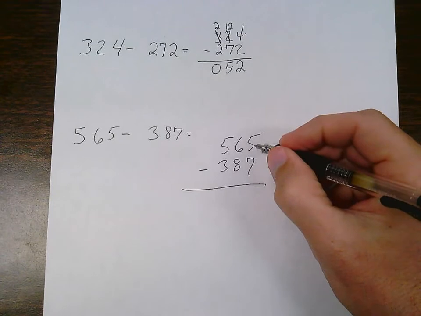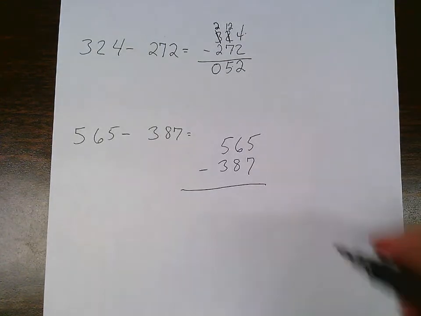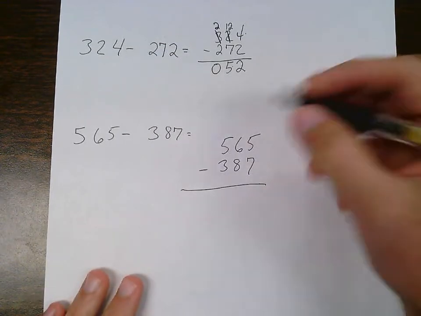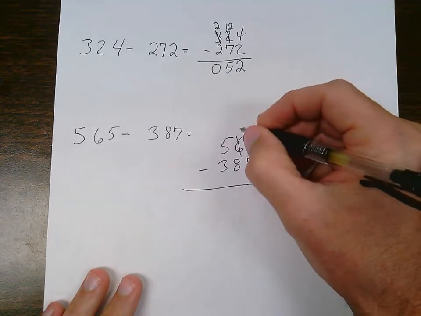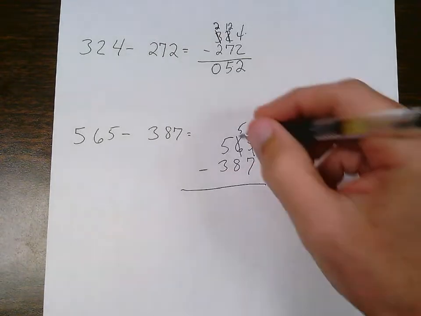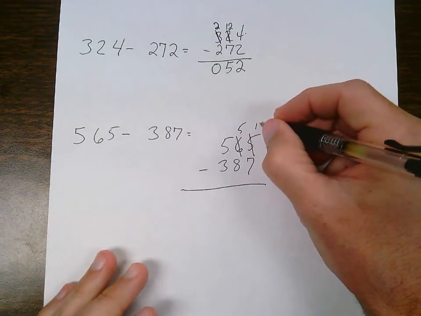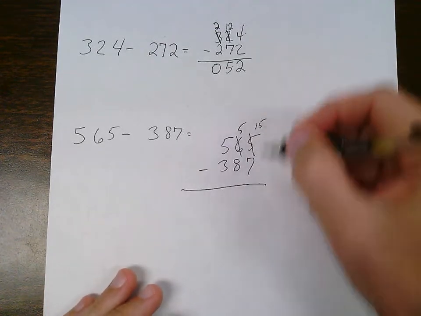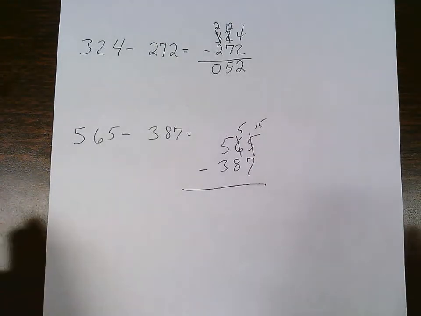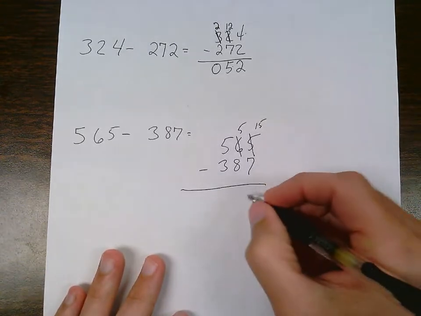So I start off here, 5 minus 7. I ask myself the question, can I do it? And I can't. If I have 5 cookies, I can't give away 7. So I go to my neighbor and I borrow. The 6 becomes a 5, because I'm taking one package, and then there's 10 cookies in that one package, so the 5 becomes a 15. Now I can do this column. Now notice, I still can't do the 5 minus 8, but I'm not worried about it at this point. I take care of one column at a time. 15 minus 7 is 8.